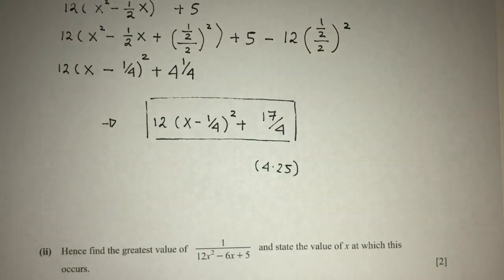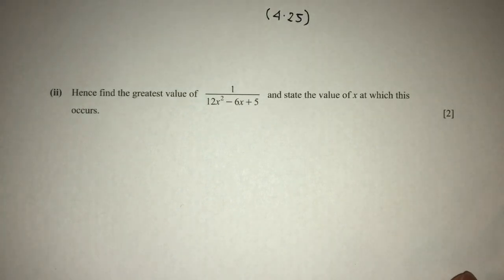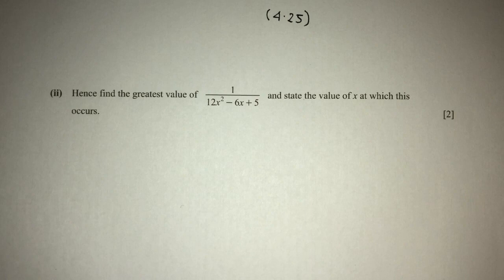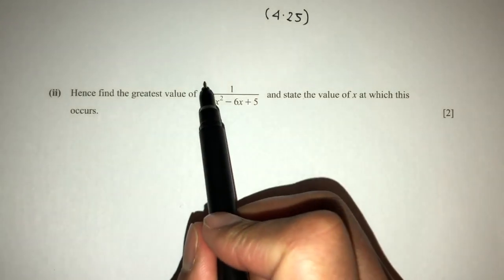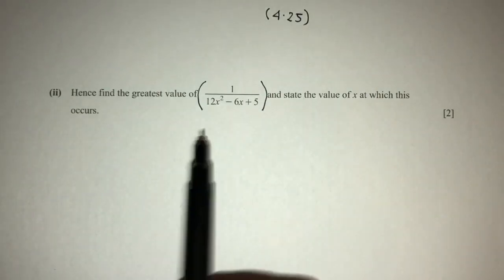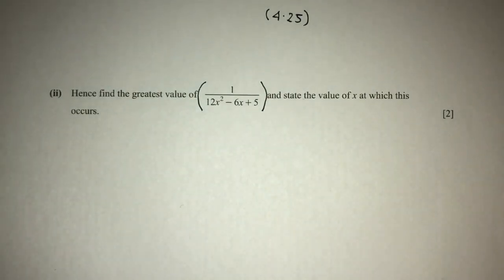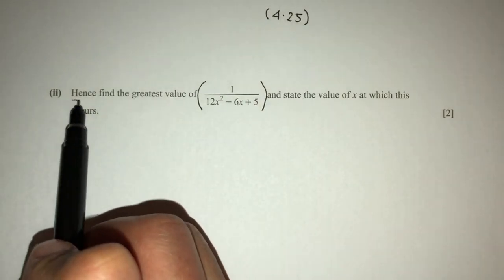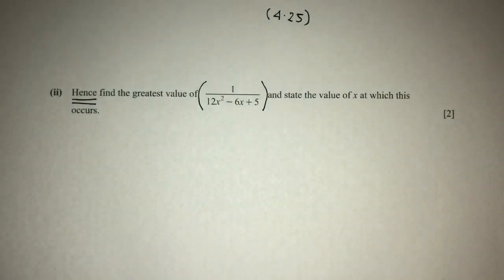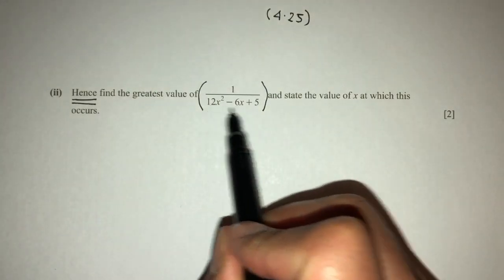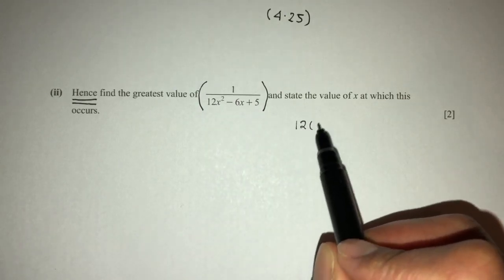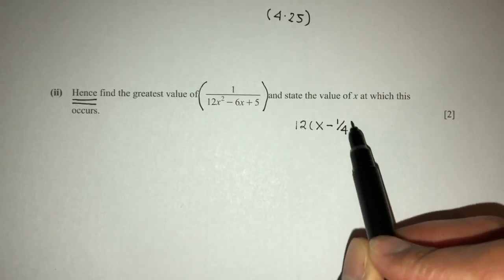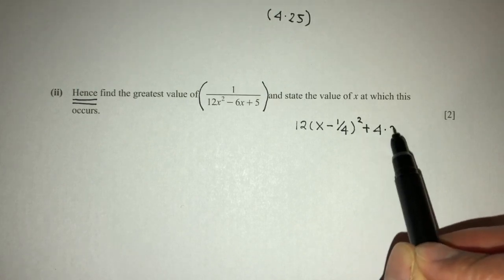Now let's move on to part 2 of the question. Here we have to find the greatest value of this expression and state the value of x at which it occurs. So how can you find the greatest value of 1 divided by this expression? Now we observe, when the question is asking you, we see hence. Whenever you see hence, we have to use the previous answer. So previously we had changed this into 12 times x minus 1 over 4 square plus 4.25.